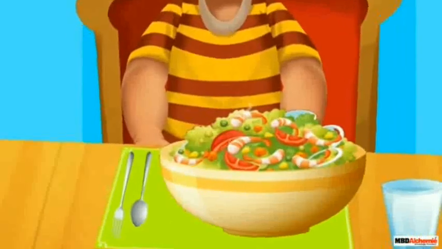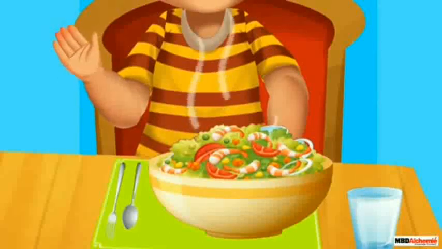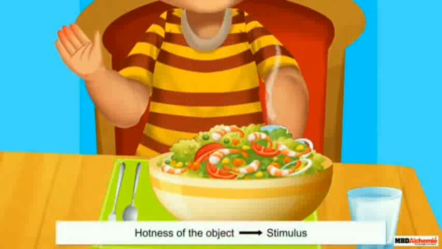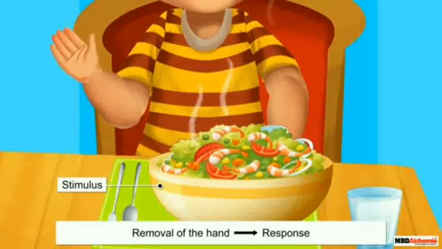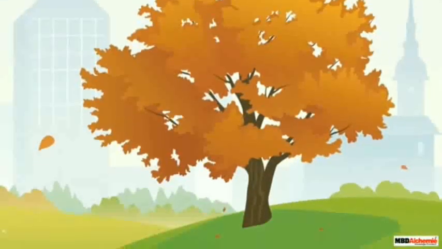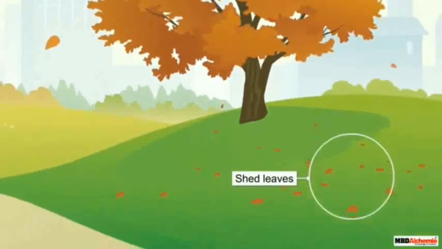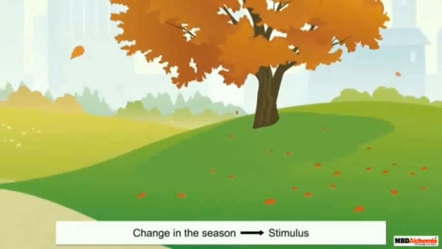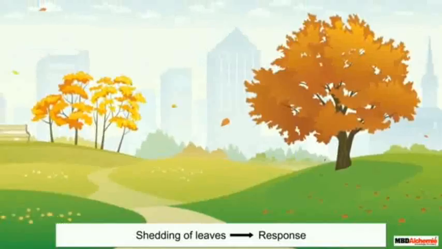For example, when we touch a hot object, we immediately move our hand away from the object. Here, the hotness of the object is the stimulus, and the removal of the hand is our response. In the same way, in a particular season, some plants shed their leaves. Here, the change in the season is the stimulus, and the shedding of leaves is the response.